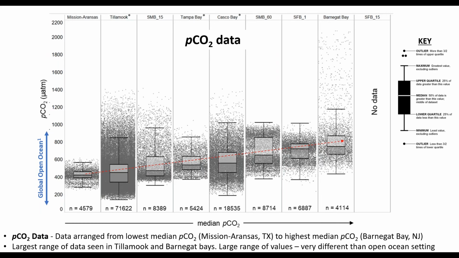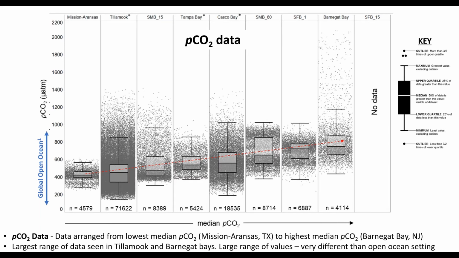What you're looking at here is PCO2 data collected using in-situ sensors from 7 different national estuary programs. It's plotted on box and whisker plots, from lowest median PCO2 to highest median PCO2. Mission Aransas Estuary in the Gulf is shown on the far left, and on the far right you'll see Barnegat Bay, with a very qualitative red line pushed through there just to show this.